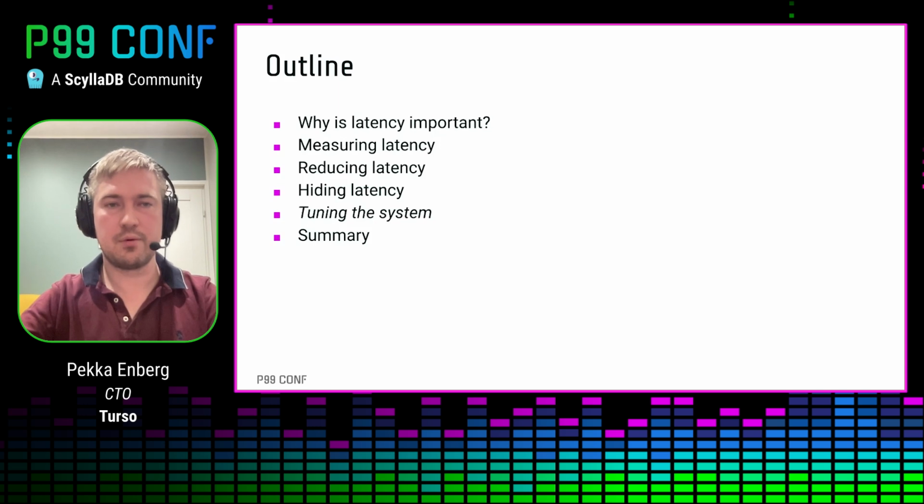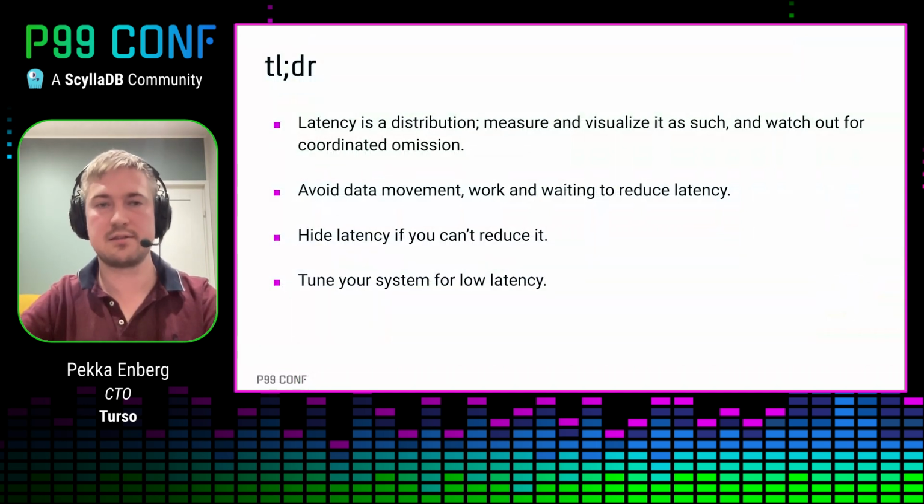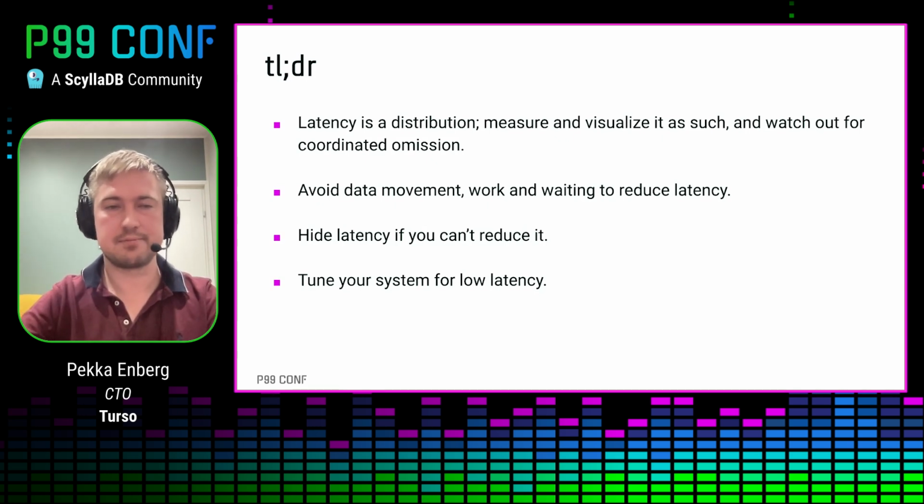So now we know why we're measuring latency: why latency is important, how to measure it, how to reduce it, how to hide latency, and how to tune the system. So to wrap up, latency is a distribution, so you should measure and visualize it as such, and also watch out for coordinated omission. To reduce latency, just avoid data movement, avoid work, and avoid waiting, and you get pretty far. When you can't reduce latency, try to hide it with the tricks that we mentioned, like parallelization and request hedging. And then finally, tune your system for low latency.